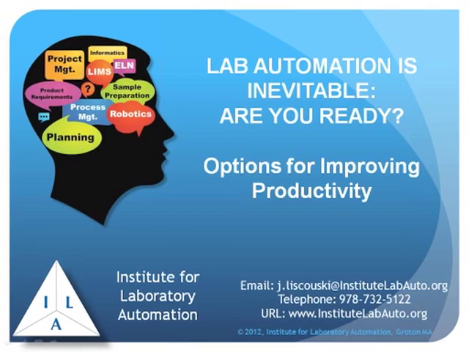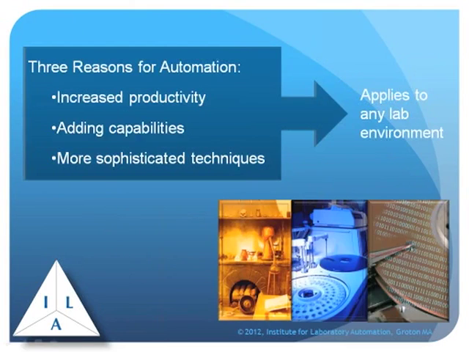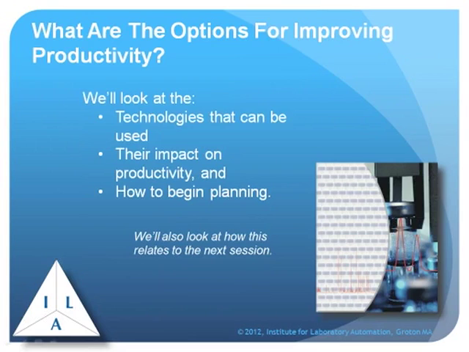Are you ready? As Kaylee mentioned, we're going to be focusing on the options for improving productivity. When we get involved with automation, there are three reasons we do it: increasing productivity, adding new capabilities, and looking at more sophisticated techniques, particularly hyphenated techniques, where we're joining multiple technologies together into one system. And these apply to any type of laboratory, whether it's research or testing laboratories. In this session, we're going to look at the technologies that can be used and their impact on productivity.